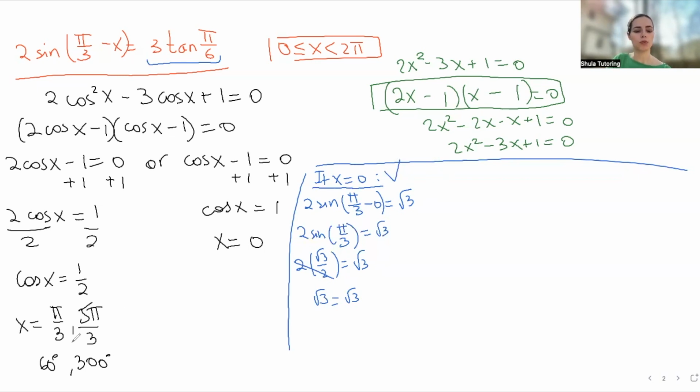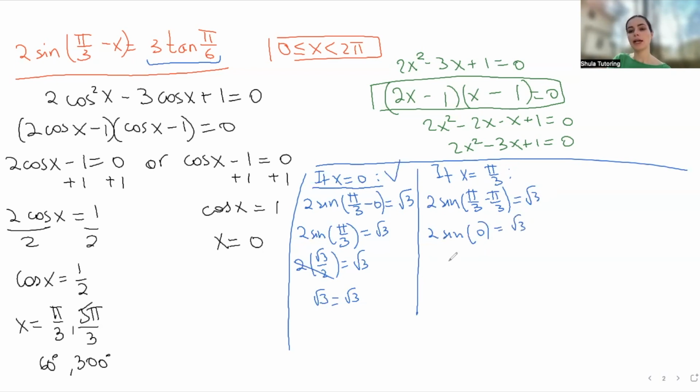This is a real solution. And then let's check for 60-degree angle. If x is pi over 3, then what? Well, 2 sine pi over 3 minus pi over 3 is equal to square root of 3. 2 sine of 0 is equal to square root of 3. Well, sine of 0 is 0. So 2 times 0 is equal to square root of 3. Is 0 equal to square root of 3? No. So this solution doesn't work. This solution is not a real solution. It's an extraneous solution. Let's see for the next one.